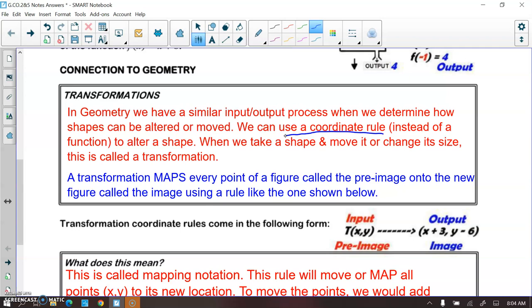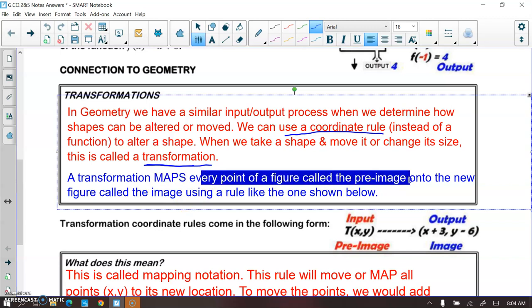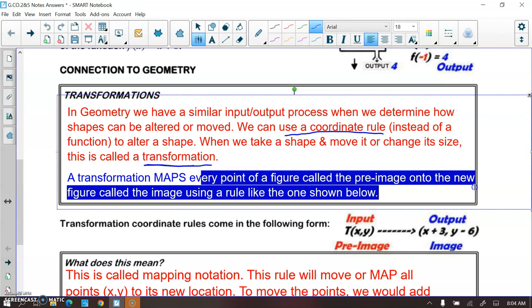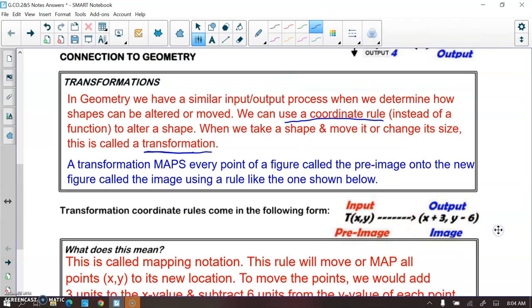So when we take a shape and we move it or change its sides, that's actually called a transformation. And we use a coordinate rule to help us transform the figure so it looks different or like it has been moved to a new location on the graph. Now a transformation maps, we use the word maps, every point of a figure called the pre-image onto a new figure called the image using a rule like the one shown below.